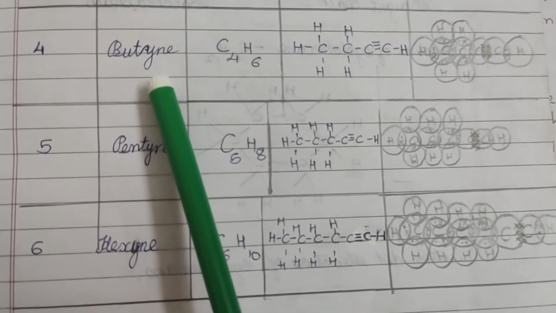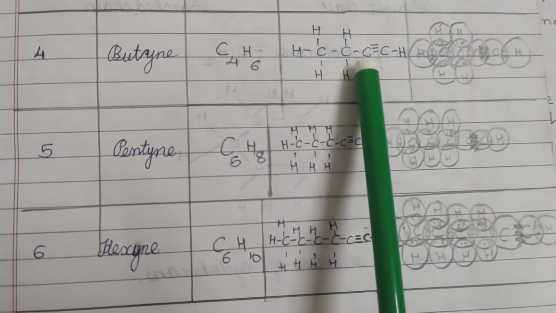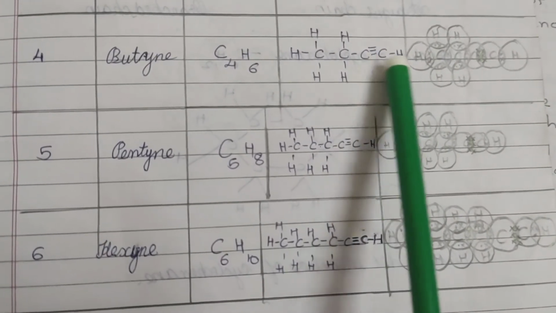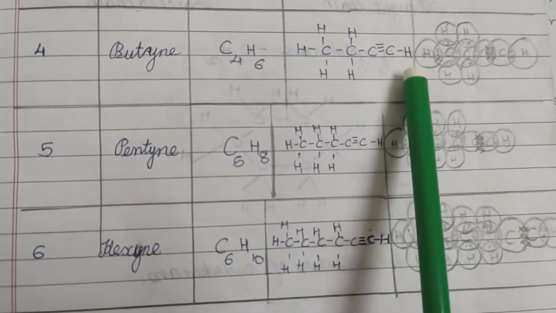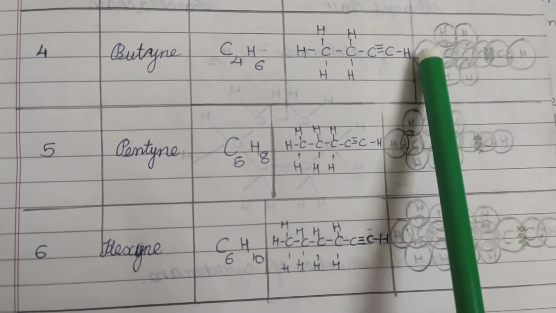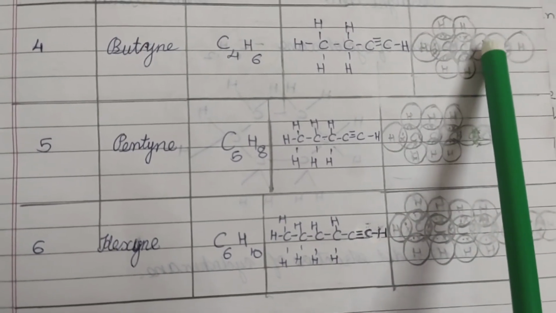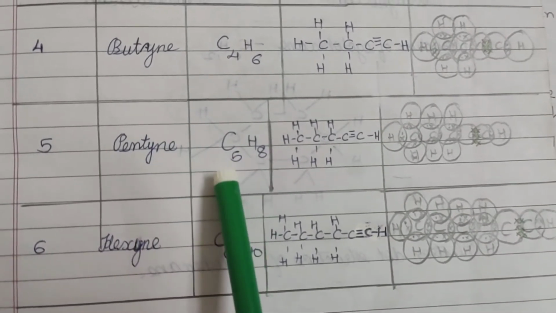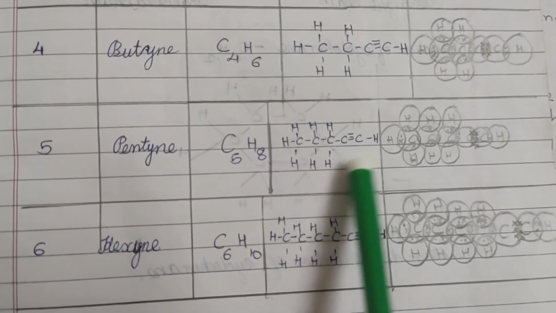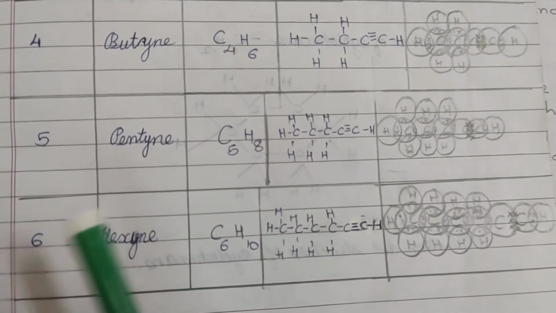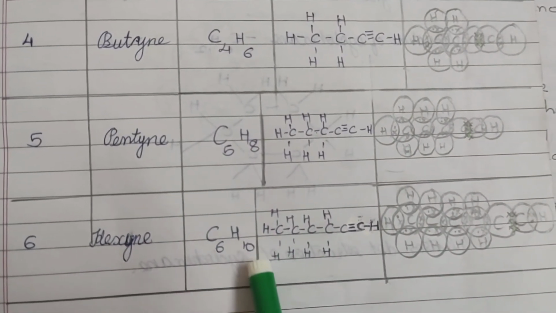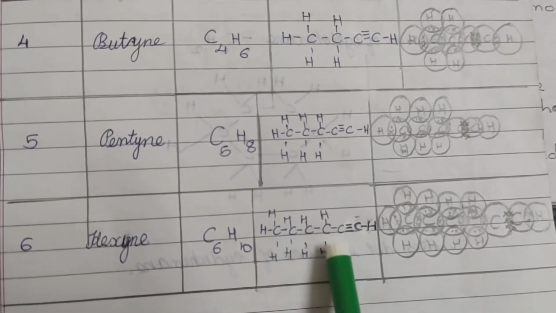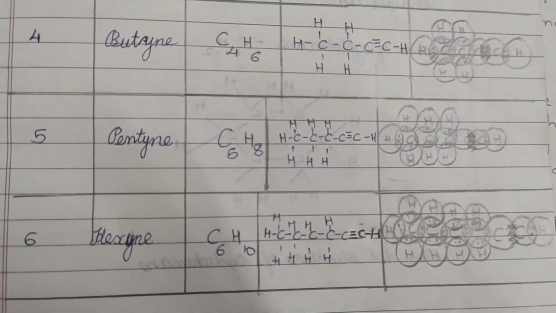This 4 carbon is butyne, C4H6. After the second carbon there is a triple bond, and the 2 carbon atoms share their electrons to form the triple bond. It is shown in the electron dot structure as 3 crosses, that is 6 crosses. Then pentyne, C5H8. This is electronic structure, and this is electron dot structure. Then hexyne, C6H10. We have to draw it the same way as butyne. This is the electron dot structure of hexyne.